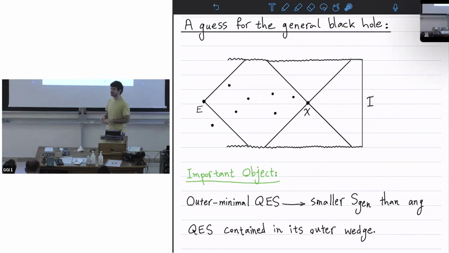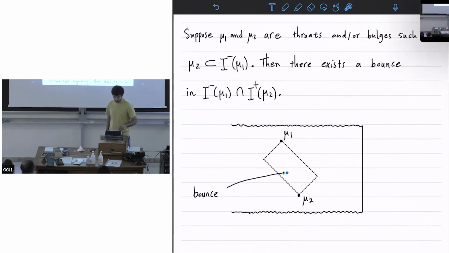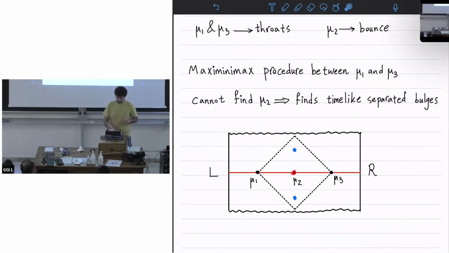Make sure I understand. If someone tells you that there are time-like separated quantum extremal surfaces, does that necessarily mean they would have been generated from bulges, in the time symmetric case, from bounces? No. Because in the example that you gave, the first example, there was a bounce on mu2, and the bulges were time-like separated from each other. Sorry, yeah, that's what I meant. Is that necessarily the case? Like if I just gave you some time-like separated quantum extremal surfaces?